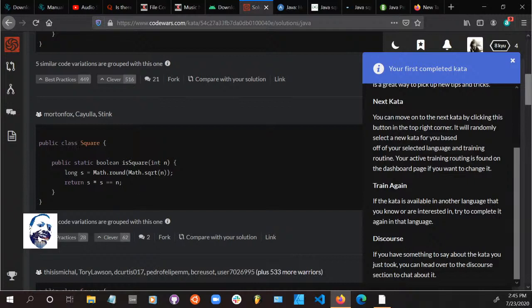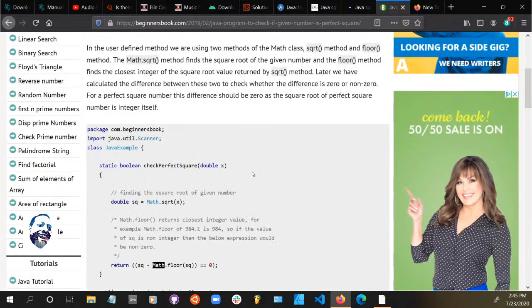It's rounding when it doesn't need to be rounded. If the number is a perfect square, then this step is unnecessary. The floor only rounds when necessary. So that's why they prefer that in this example. That's why they prefer you use the floor method.